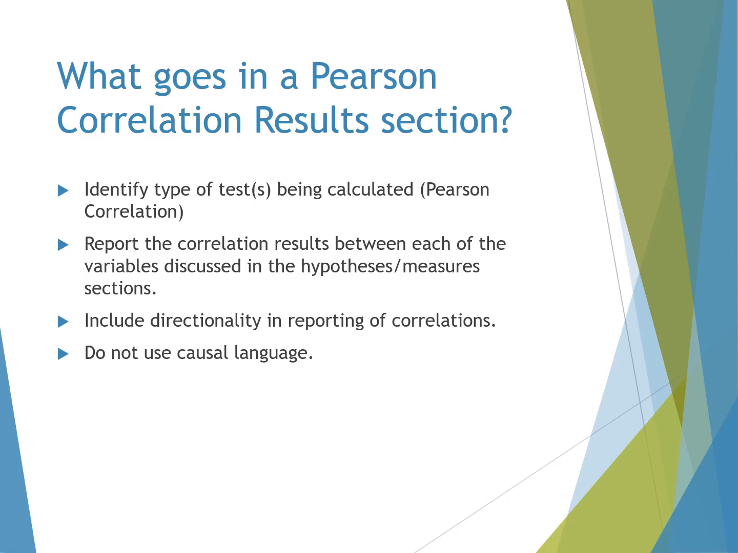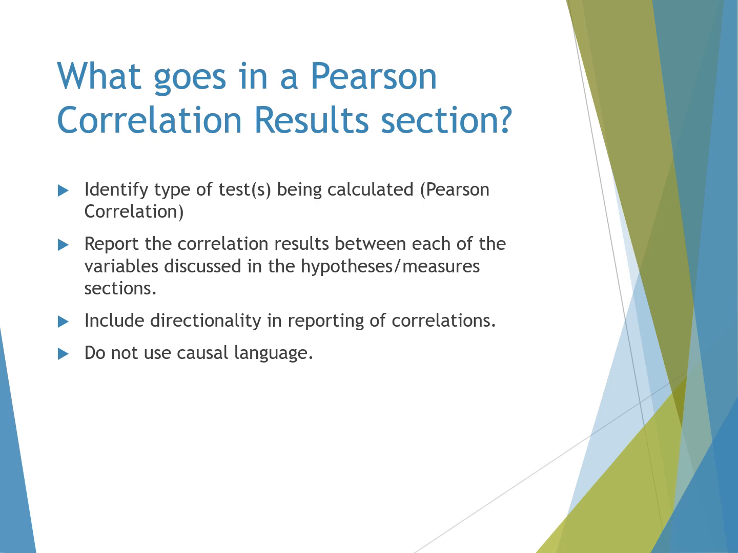In terms of what should actually go into the Pearson correlation results section, the very first thing you want to identify is the type of test being conducted, a Pearson correlation in this case. You're going to report the correlation results between each of the variables discussed in the hypotheses and measure section. Almost all of you will probably run some kind of correlation so that you can talk more generally about the relationships between the variables you're studying.